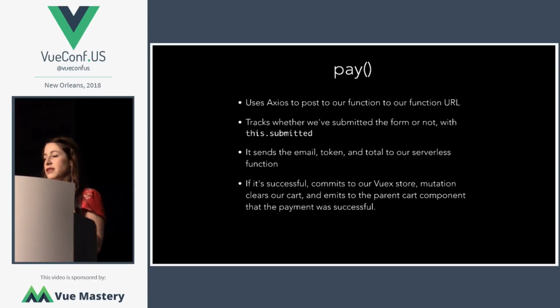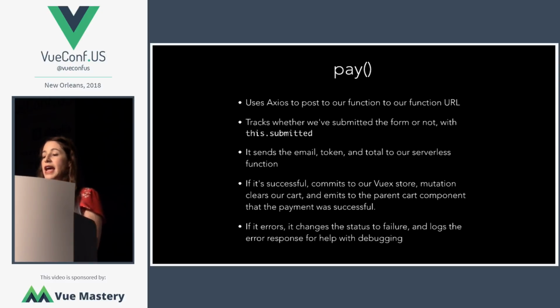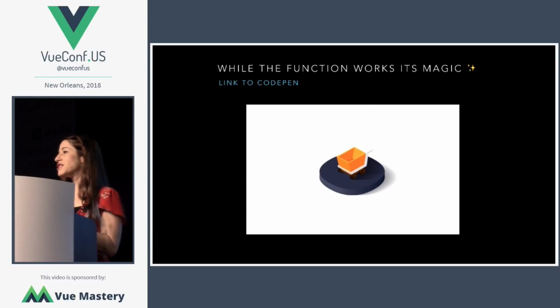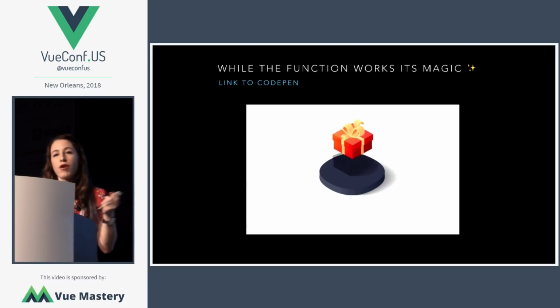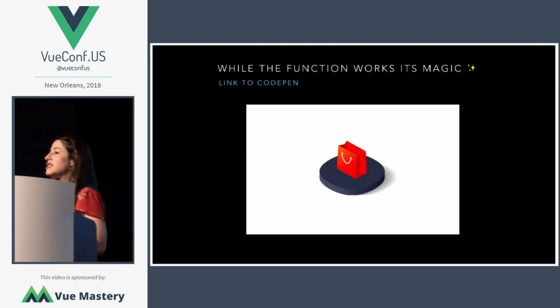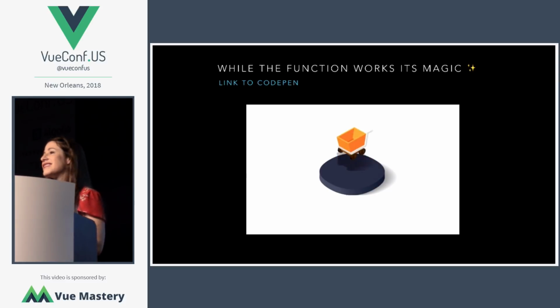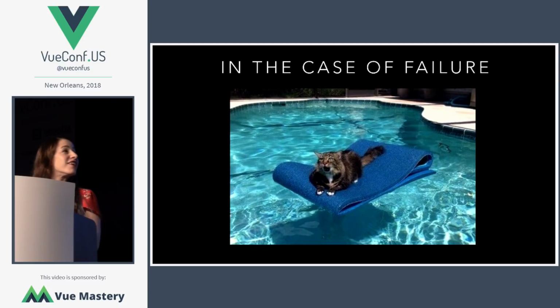If it's successful, it commits to the Vuex store, the mutation clears the cart, and it emits to the parent component that the payment was successful. If it errors, it changes the status to failure and logs the error response for help with debugging. And while the function works its magic, we don't know how long it's going to take for the server to communicate, especially if maybe they're in a foreign country or something, so there might be more latency. So we're going to make a big loading component, which will actually reduce the perceived wait time. A few seconds of waiting through this doesn't feel as long as just sitting there looking at a blank page.